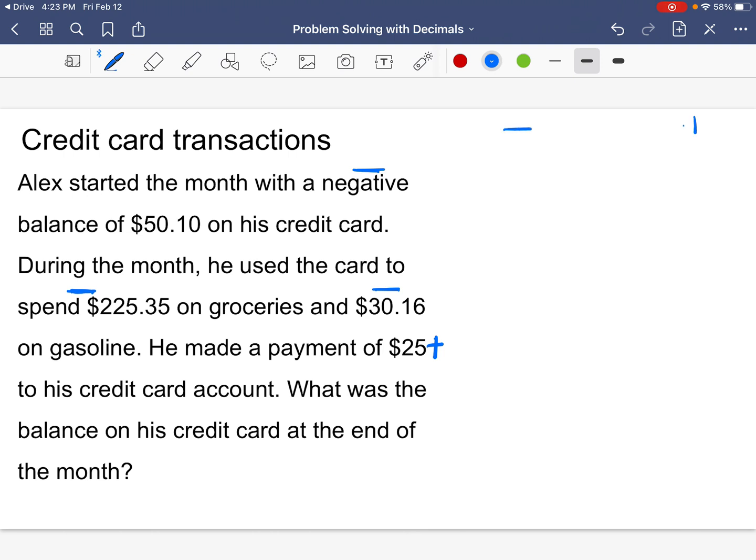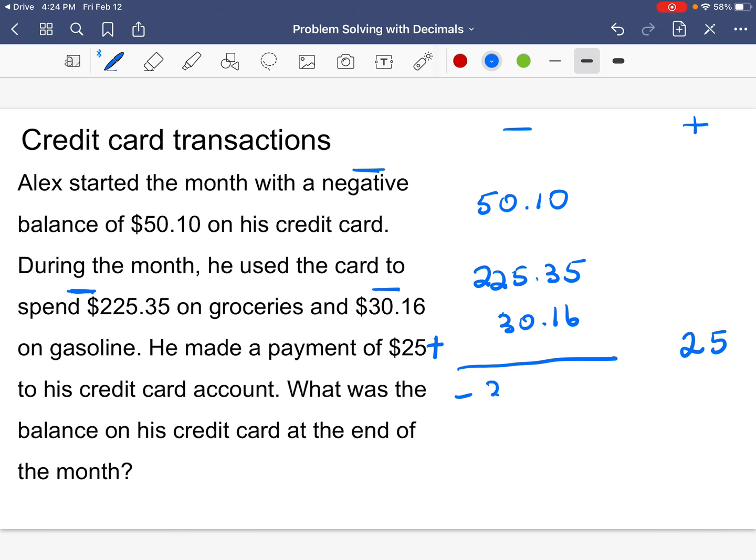I'm going to put two different columns for negatives and positives. Negative $50.10. Negative $225.35 for groceries. Negative $30.16 for gasoline, and a positive of $25. So let's add my negatives first. When I add all of these, I get a total negative of $305.61 and a positive of $25.